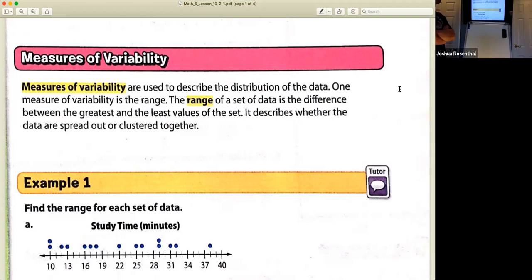But what are some other important things you could do with data in terms of variability, how the data is spread out? What are some examples or some things that you can do with that? Anybody have any ideas?